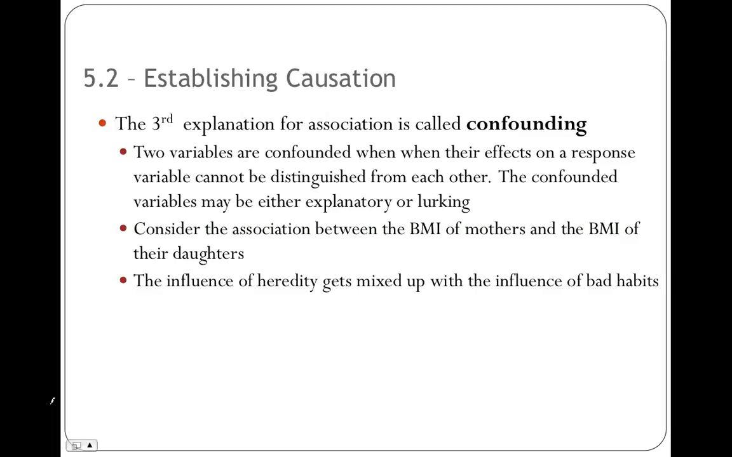The example I talked about at the very beginning about the body mass index of mothers and the body mass index of their daughters would be an example of confounding variables. The influence of genetics and heredity gets mixed up with the influence of habits. Okay, we don't know which is causing the relationship. They're too difficult to separate out.